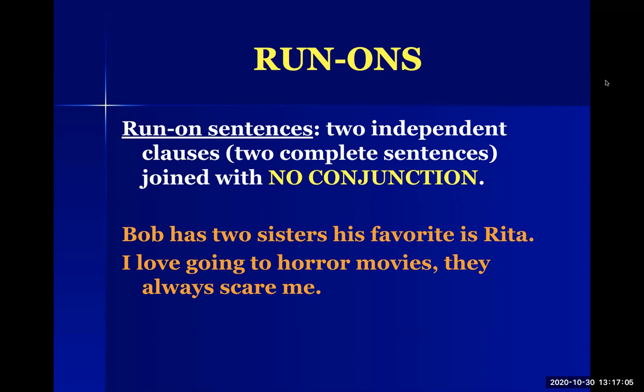So is it true that Bob has two sisters? His favorite is Rita. You're really pushing your air out to get through that sentence because there's too much information in that sentence. There's two ideas jammed together in one, and you can't do that. So the second example of a run-on there, is it true that I love going to horror movies? They always scare me. Again, too many ideas in there. You're almost losing your breath reading it.